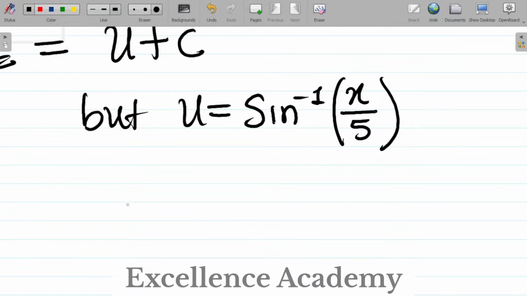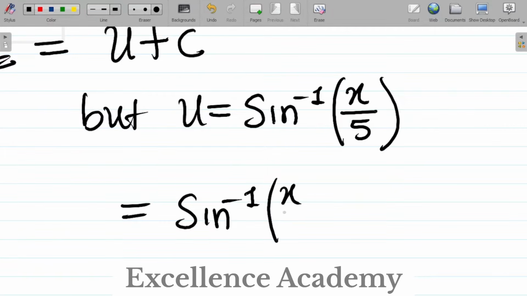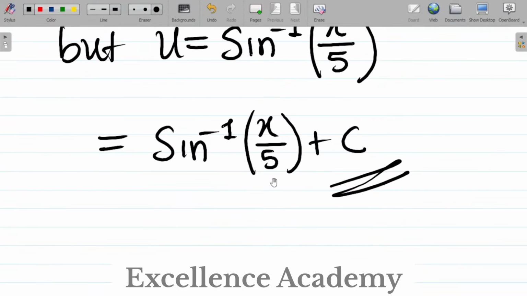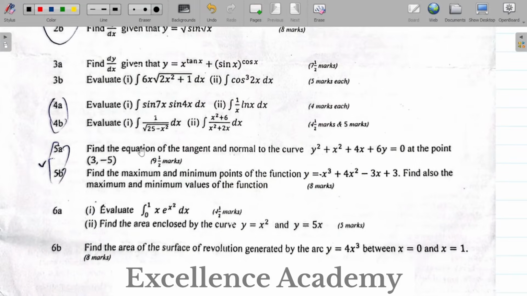That means the final answer, u plus c, becomes sine inverse of x over 5 plus c. So basically, this becomes the answer to the question. This is how we solve this particular question. Let's look at the next question there.